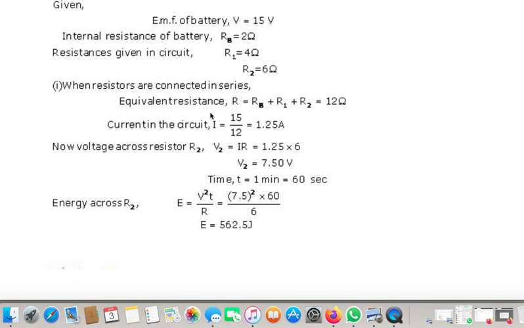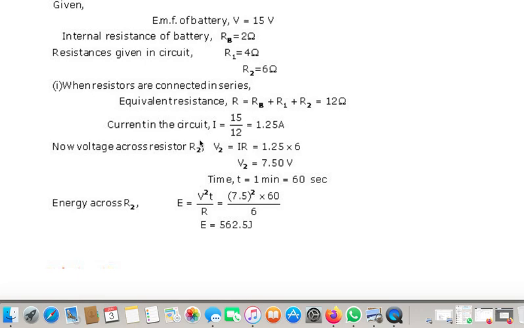If they are connected in series, then R equals the sum of R1 plus R2 plus R3, and this is the internal resistance. We all know that it gets added up. So we'll add all the three. 4 plus 6 is 10, 10 plus 2 is 12. So I get the equivalent resistance as 12 ohm.